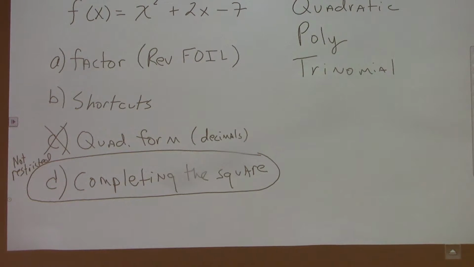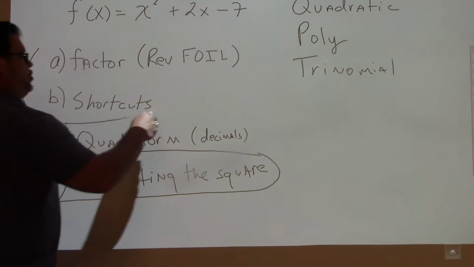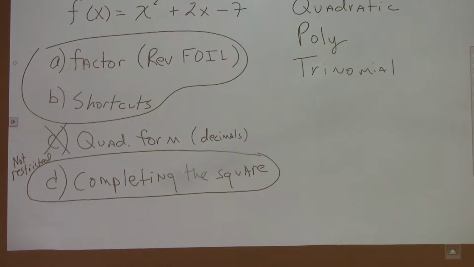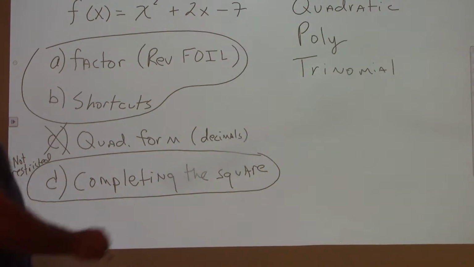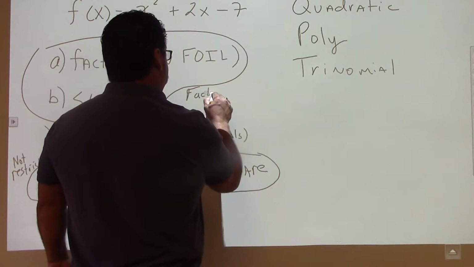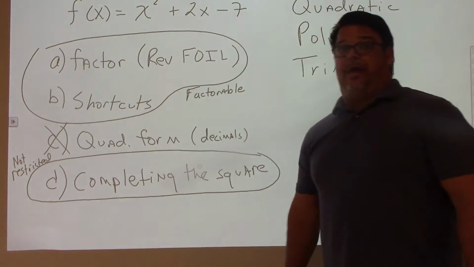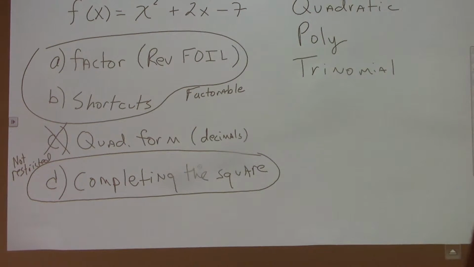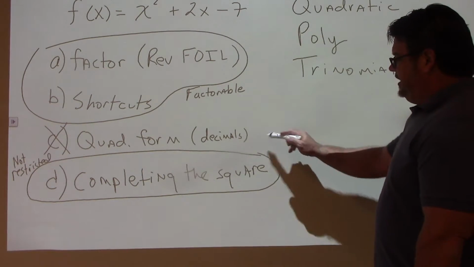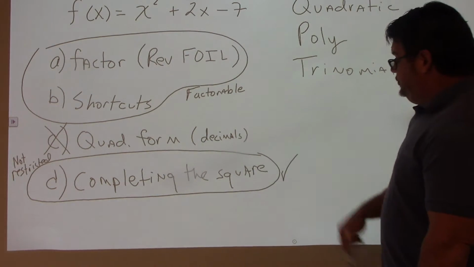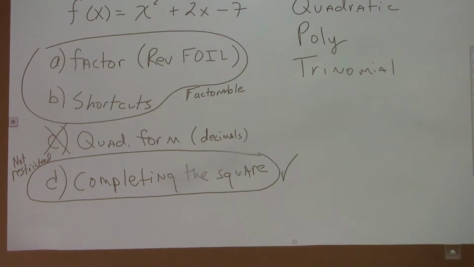What do you mean it's not restricted? Well, what do these two have to be in order for you to do it? They have to be factorable. Okay? So really, the first 2 are restricted. They have to be factorable. If they're not factorable, then you have to write prime and you have to quit. Okay? This one, these 2, and I don't like to even look at that one. These 2 are not restricted.